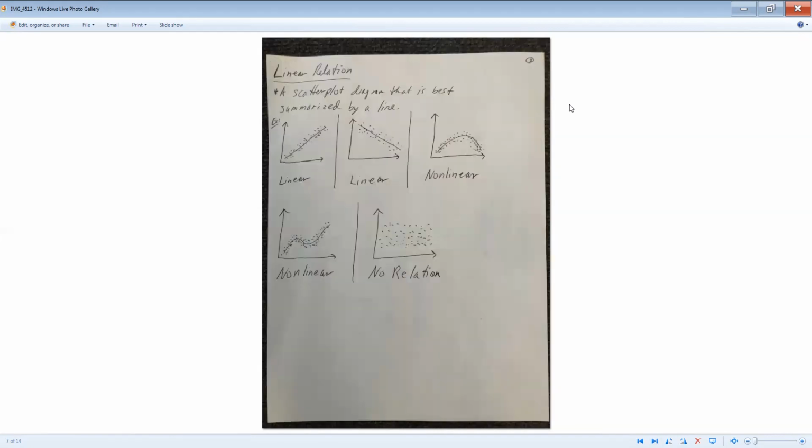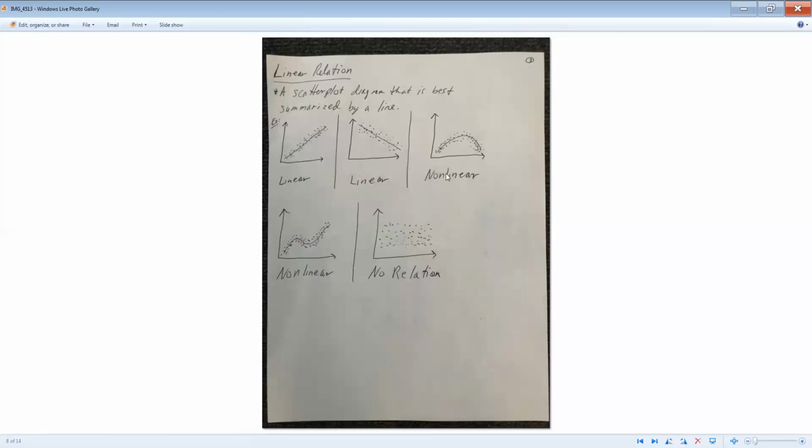Linear relation: when you have a scatter plot diagram that is best summarized by a line, then you have a linear relation. So the first two is just a general example of how your scatter plot can be best summarized by a line. We see one rising, the other one falling, but a line best summarizes that.